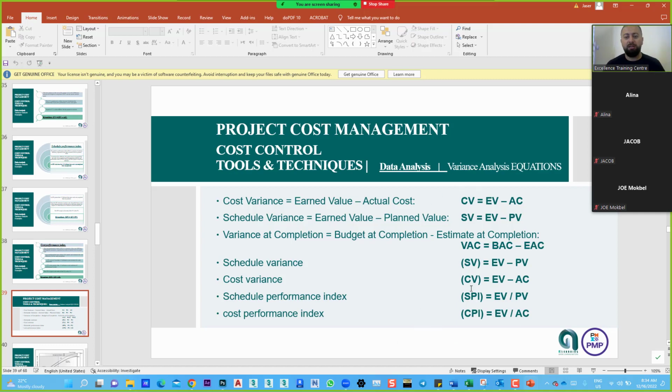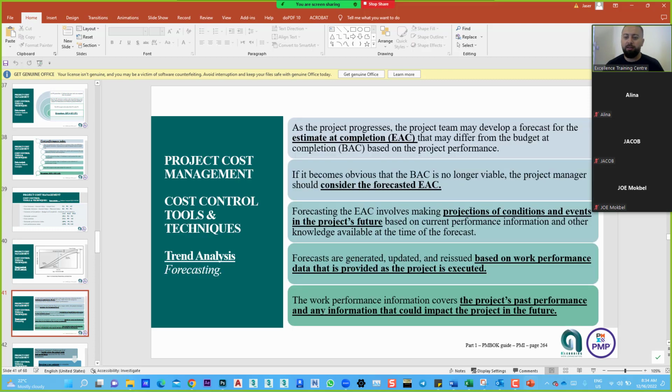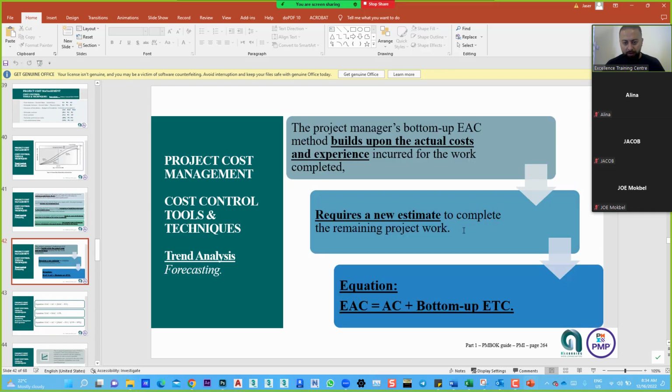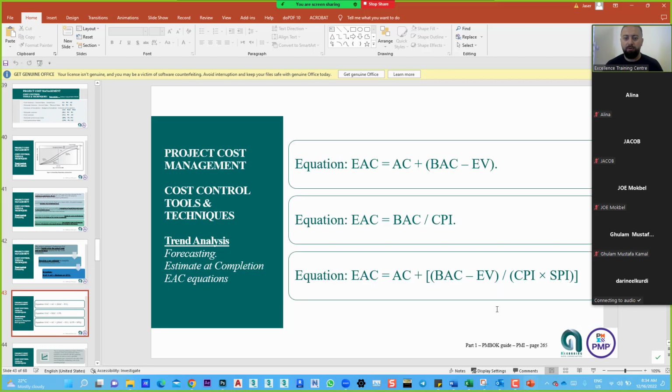Those are the equations that you need to know. And now we will cover a subject. This is the graph that Naji has already presented. I will come also to the equation of the estimate at completion. It will equal the actual cost plus the bottom-up estimate to complete. Now we will have it in the equation. Please mute, guys. So we have EAC. We have one equation, second equation, and a third equation, depending on what the givens in your question are. Cool?